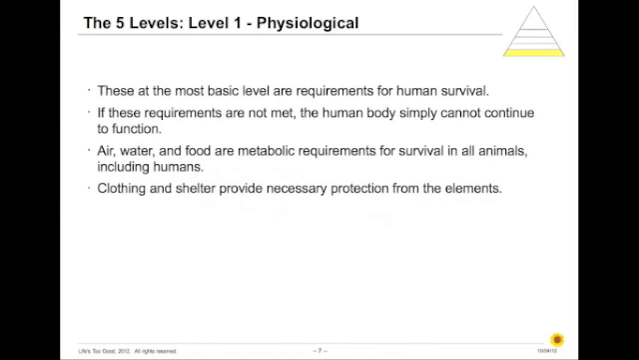So on to the levels. The basic level, the physiological level, is the basic requirements for human survival. If our basic needs aren't met, the human body simply can't continue to function. Air, water, food are metabolic requirements for survival in all animals, including humans. Clothing and shelter provide necessary protection from the elements. So, very simply, if you haven't got a roof over your head, if you've got no clothes, if you've got no water, you're hardly going to be looking at very complex self-fulfillment. You're going to try and meet those basic needs first.